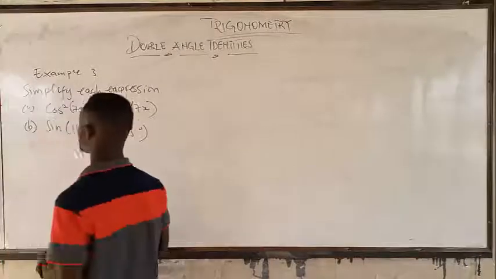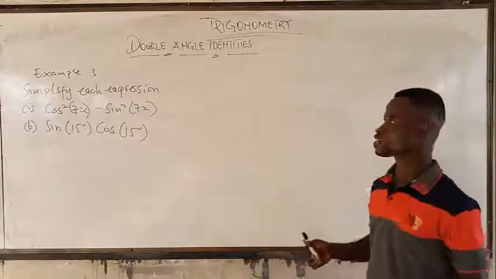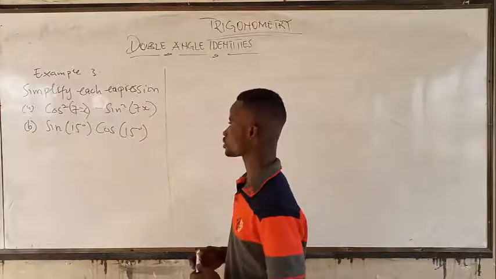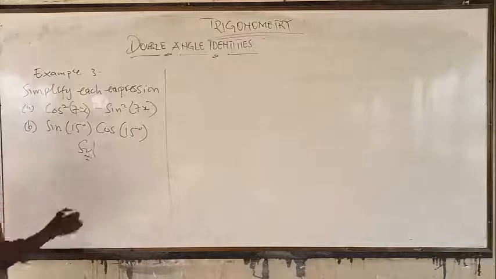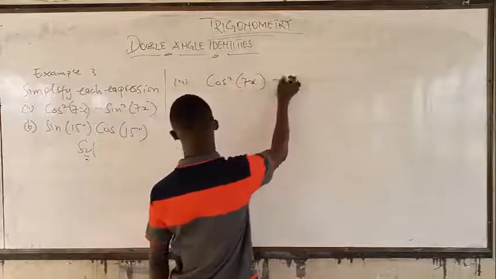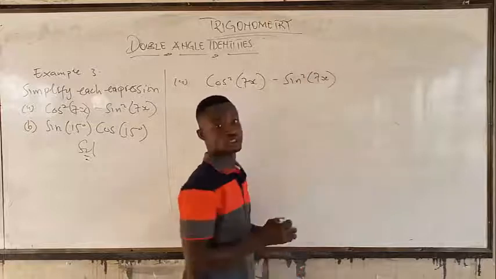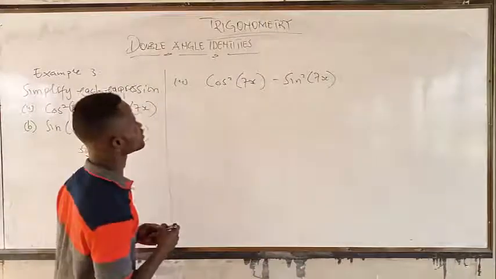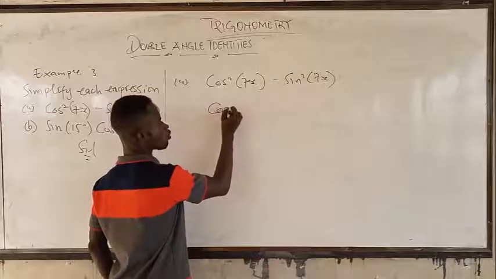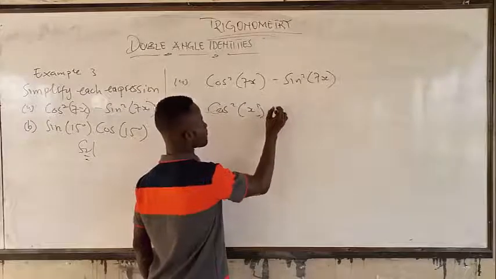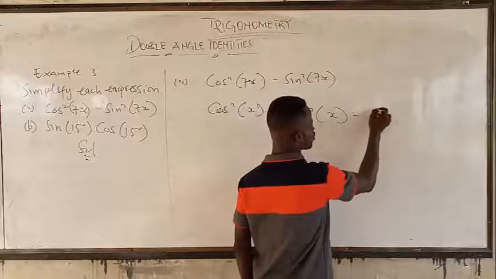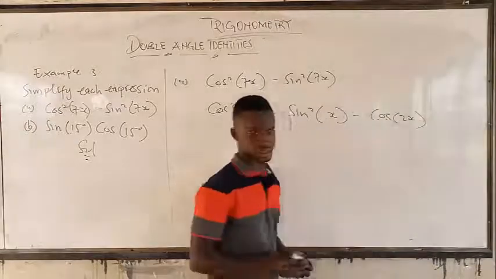Okay, so let's move on. Question 3, or example 3. Simplify each expression. Looking at this question, let's try the first one, the A. We have cos squared 7x minus sine squared 7x to simplify. But don't forget that cos squared x minus sine squared x is equal to cos 2x.